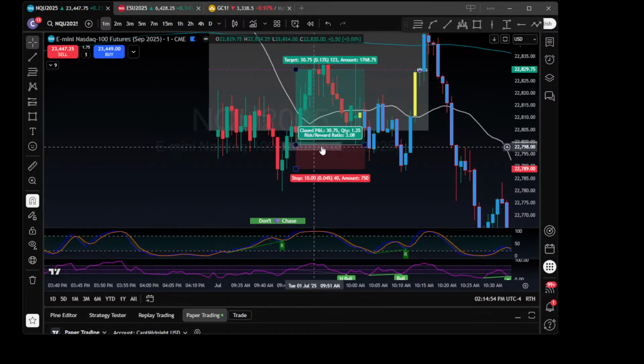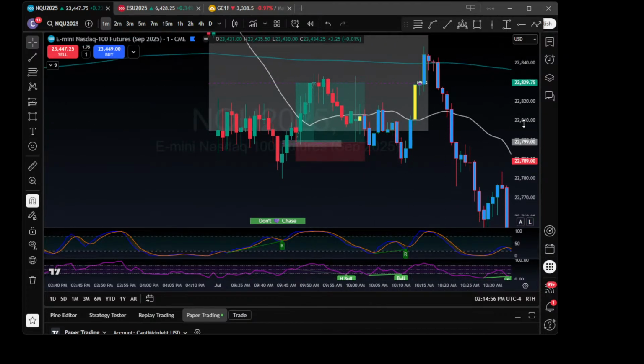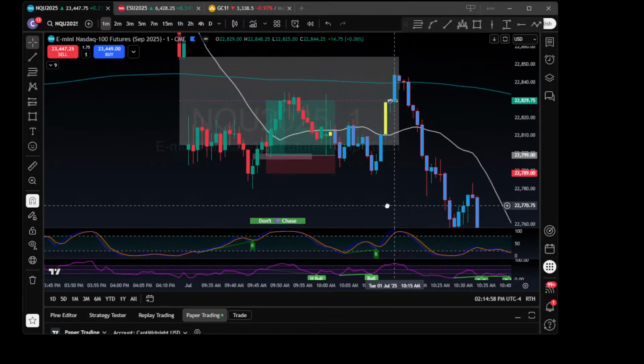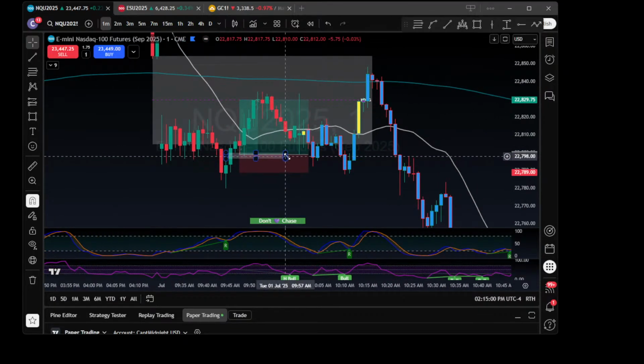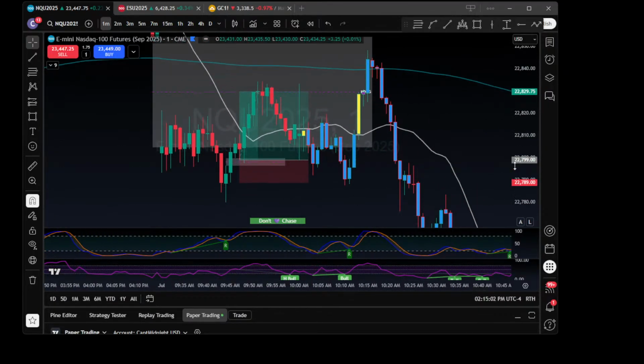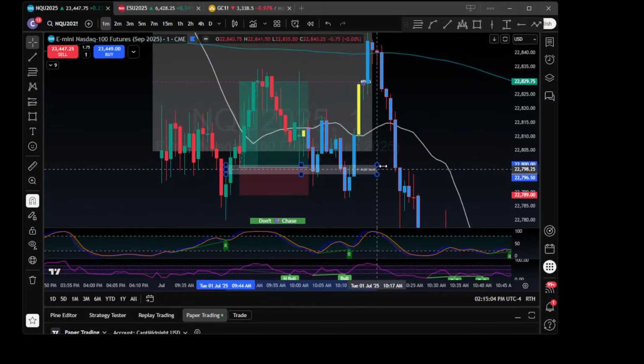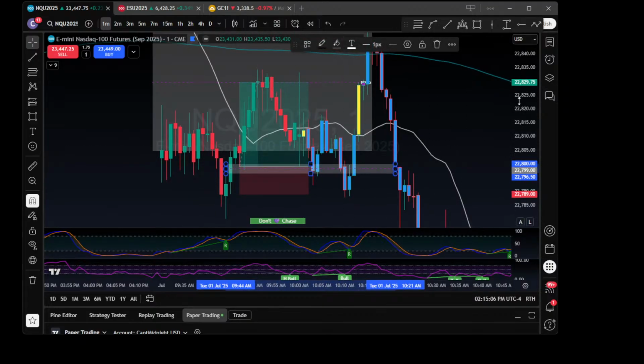ICT says you can play this fair value gap for the rest of the day. I just want to play it for that one move. So you see, it did play off this fair value gap all the way over here.